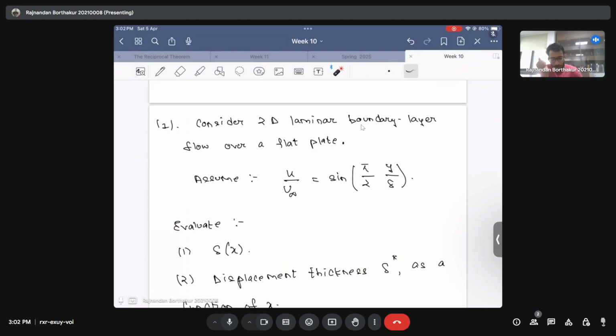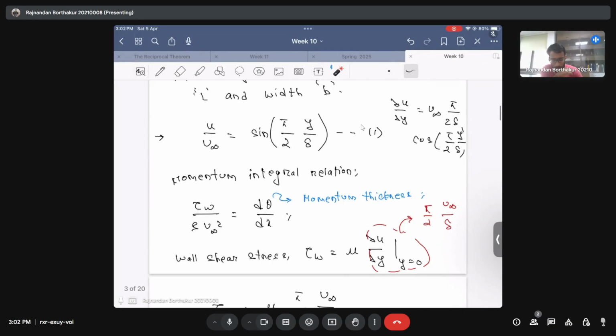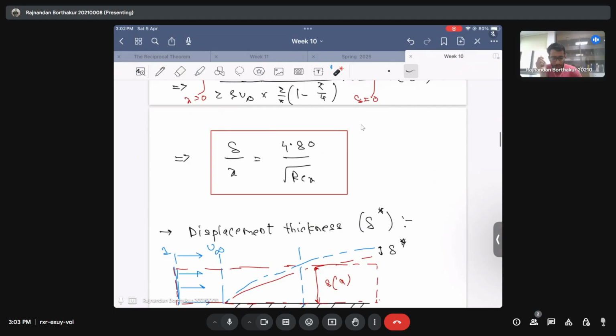But nevertheless, if we were given a velocity profile already without any unknown constants in it, we directly use the momentum integral approach to evaluate delta. And eventually we saw that delta by x came out to be 4.80 by square root of Rex, which indeed was close to the Blasius exact result.